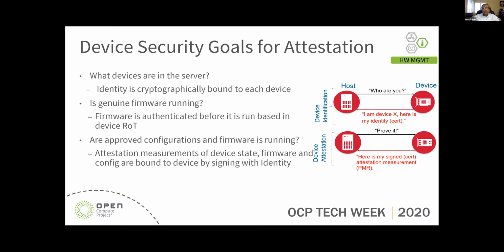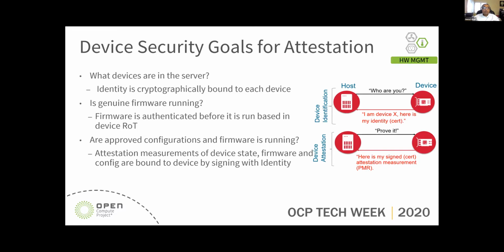Other things you want to do: once you know what's running is a genuine device, you also want to know whether there's genuine firmware running on it, because today almost all devices perform a number of control and management functions in firmware, and they're considered very important for device operation as well as platform operation. So you want to make sure that the firmware that is running, which could be one or more images, is authenticated before it is run. That's where device root of trust comes into the picture.